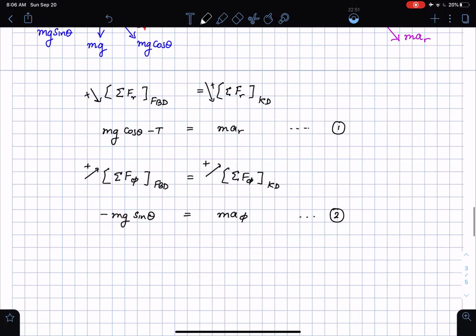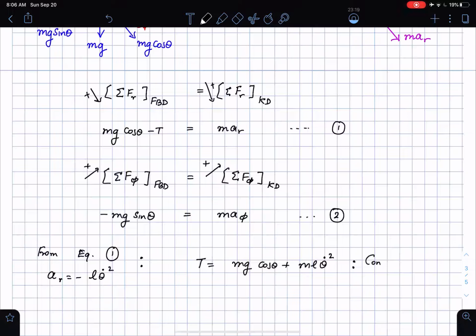Now I'm typically interested only in the equation of motion. Let me simplify both the equations. So from equation 1 and then substituting for AR, which was minus L theta dot square, I'm going to have T is equal to mg cos theta plus ml theta dot square. This is the constraint equation.